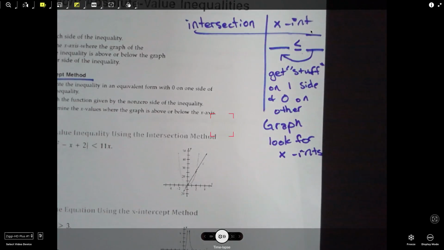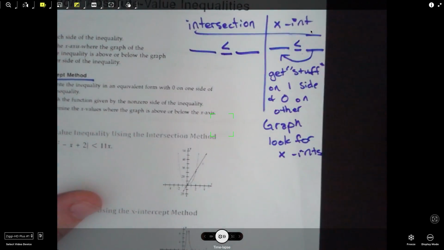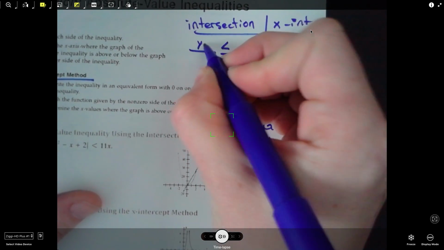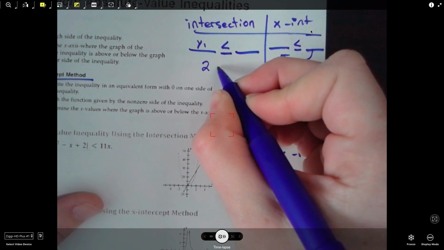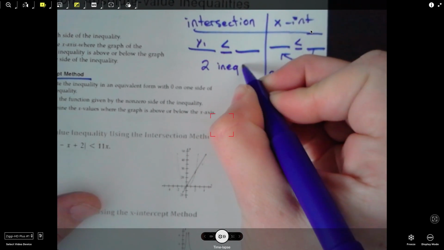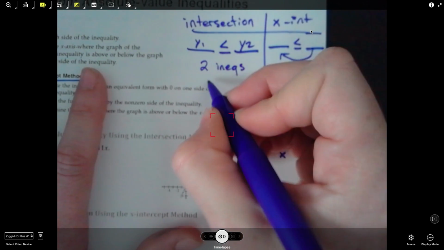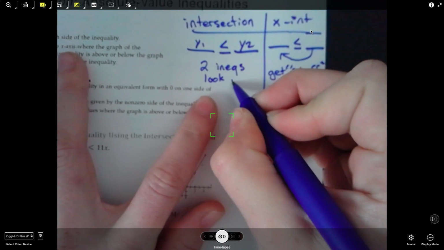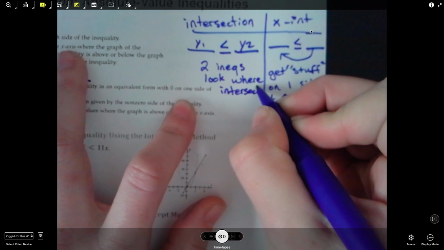In the intersection method, if you have something like this going on, you're going to let this one be your first equation. You're going to have two equations. I'll say two inequalities, because they're not equations, they're inequalities. So you have a y1 and a y2, and then you look to see where they intersect. And that is the solution, okay?